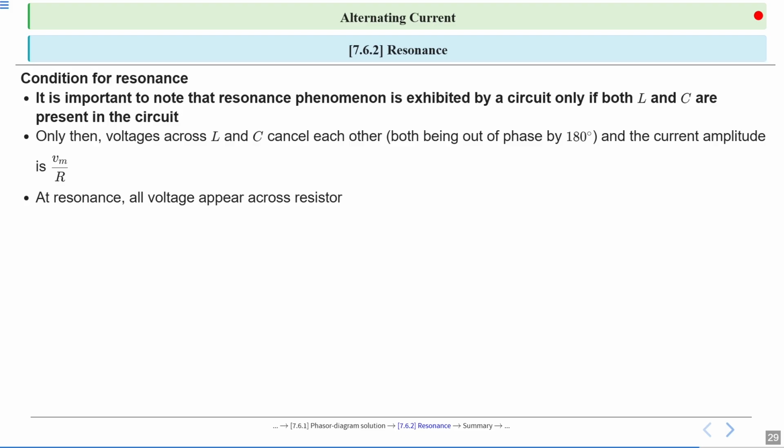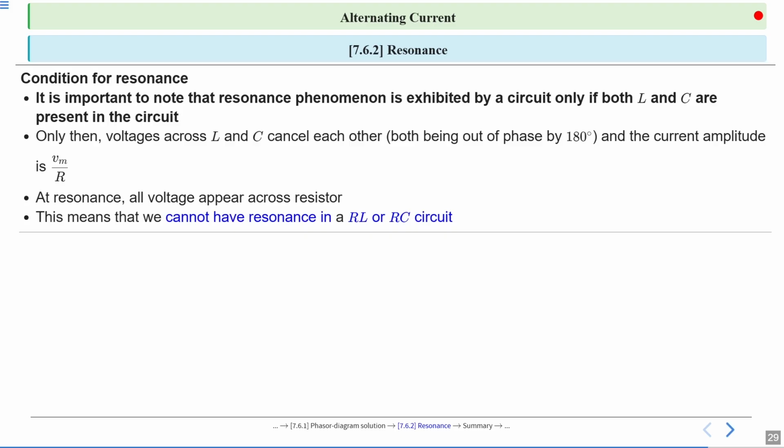If any of the components is missing, then XL will not be cancelled by XC, and the resonant condition will never happen. So at resonance, all voltage appears across the resistor. This means we cannot have resonance in an RL or RC circuit.